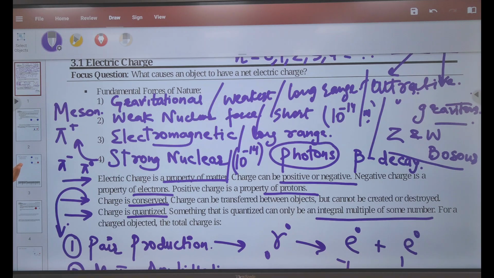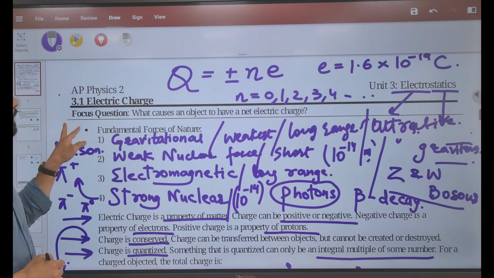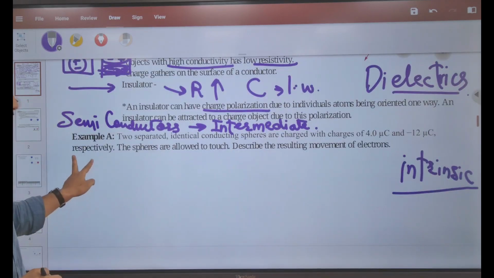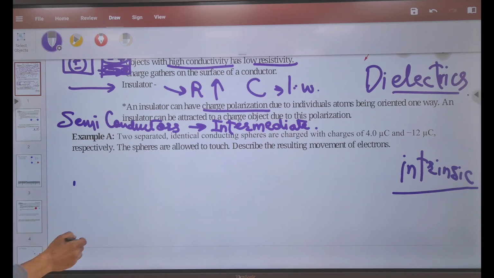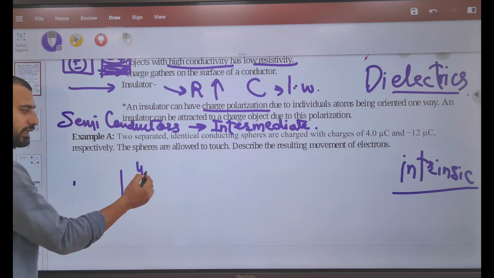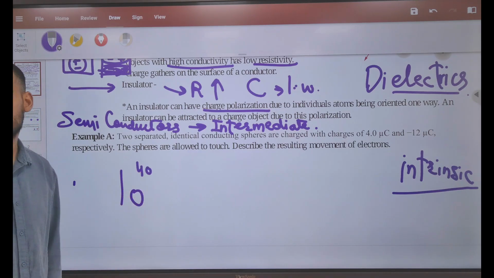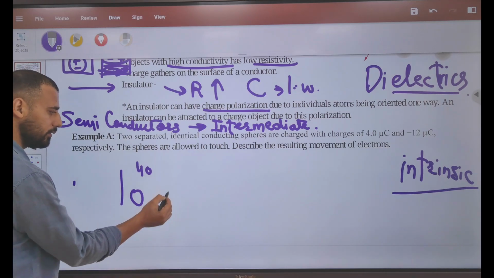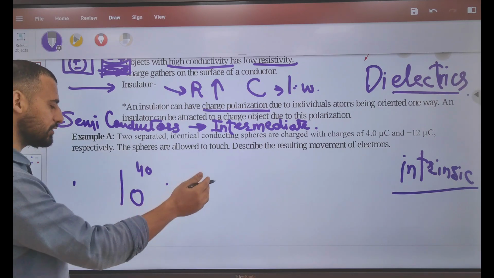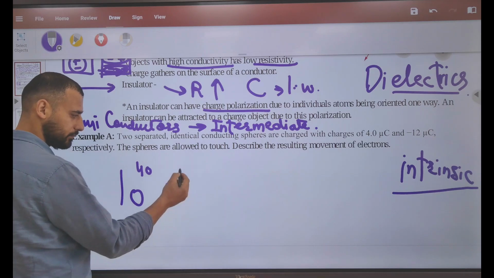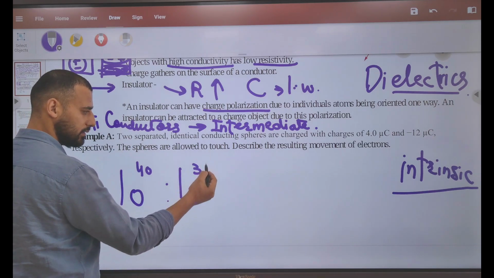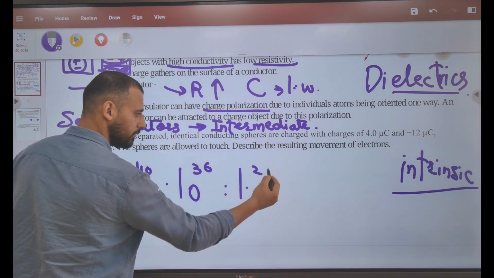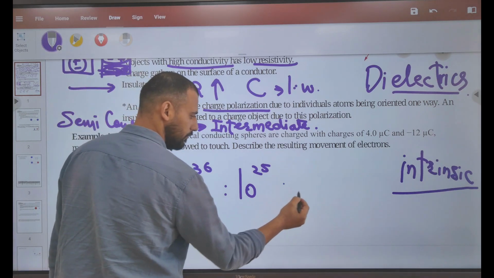So, if you talk about the ratio, the magnitude of these forces, I will give you an idea how strong the nuclear force is. The nuclear force is 10 raised to the power 40 times stronger than the gravitational force. So I'll write the ratio. It is 10 raised to the power 40, then 10 raised to the power 39 or 36, something like this, then we have 10 raised to the power 25, and then we have 1.